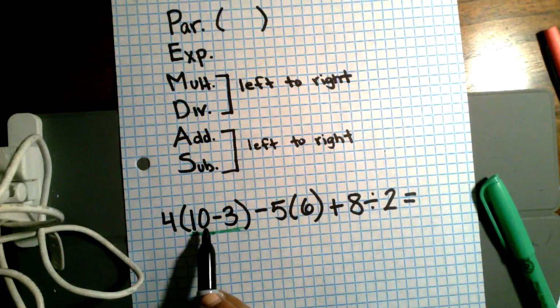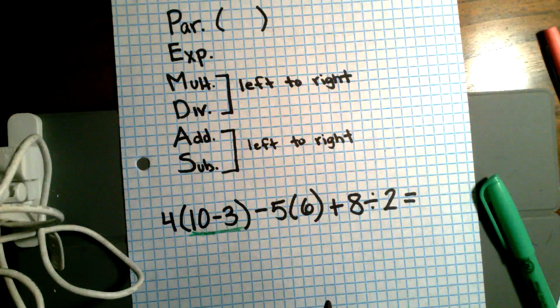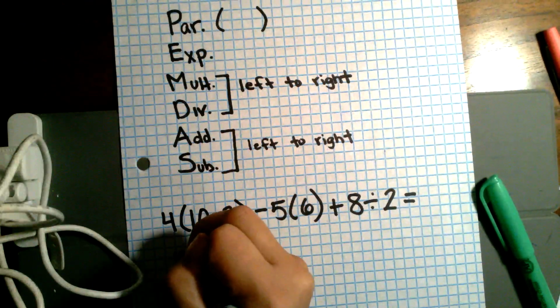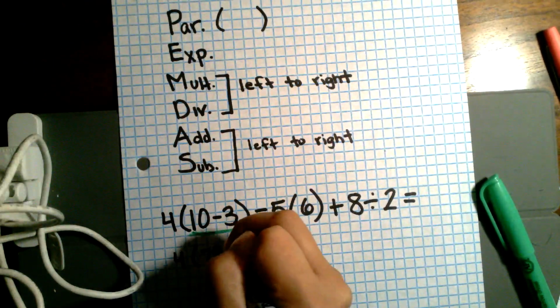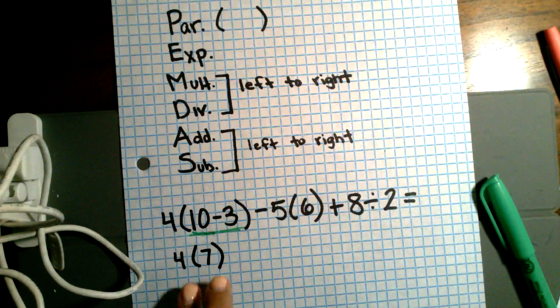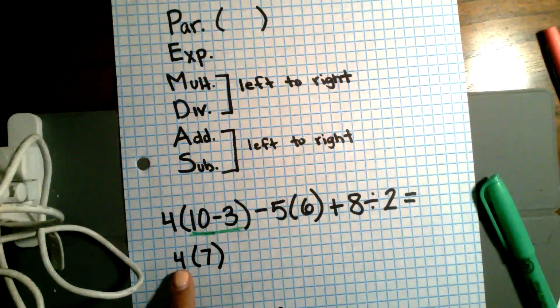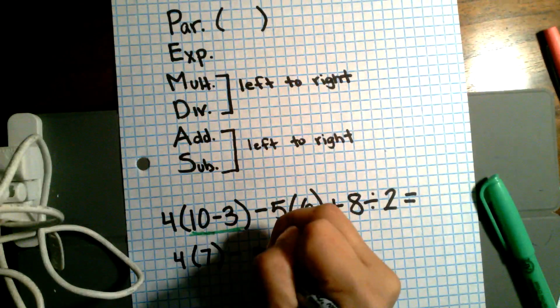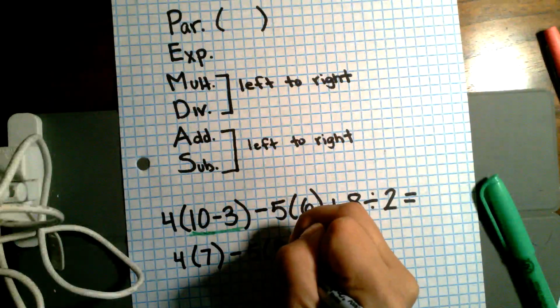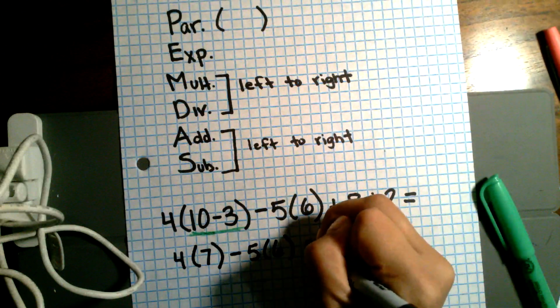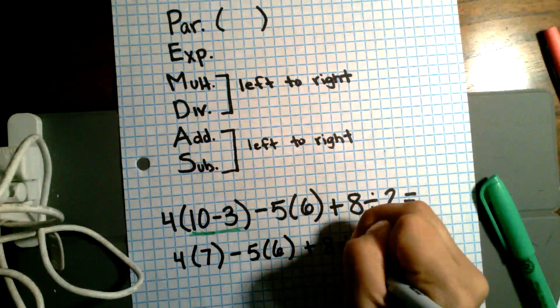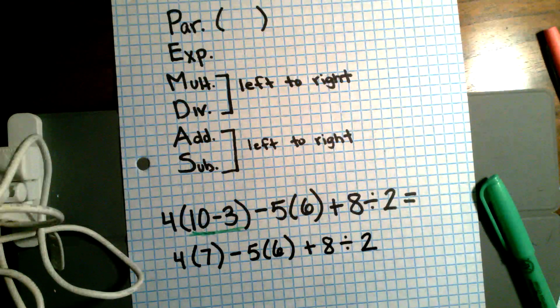So I have 10 minus 3. 10 minus 3 is 7. So I'm going to rewrite. I have 4 times, now I have just 7. If you've forgotten, parentheses like this next to another value just means multiplication. 4 times 7 minus 5 times 6 plus 8 divided by 2. There's my parentheses. And then I look for exponents. There are no exponents. Okay, we can go to multiplication and division.